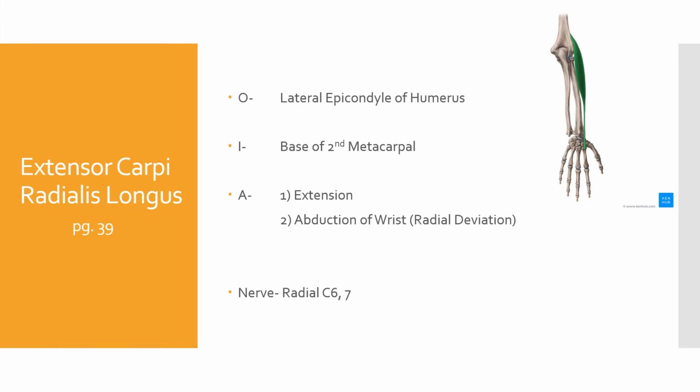Extensor carpi radialis longus, origin, lateral epicondyle of humerus. Insertion, base of second metacarpal. Actions include extension, as well as abduction of wrist or radial deviation.